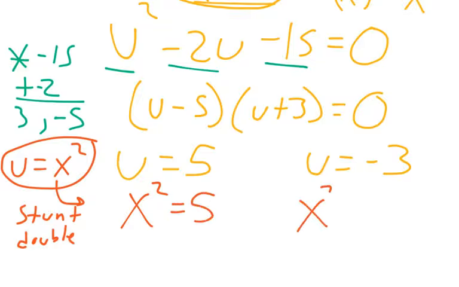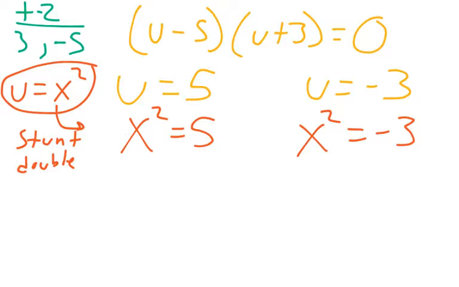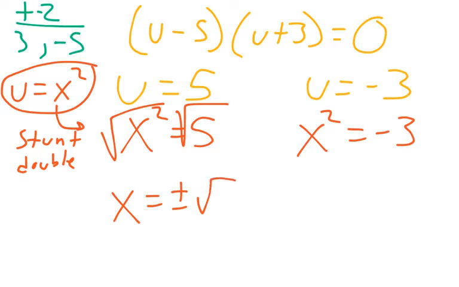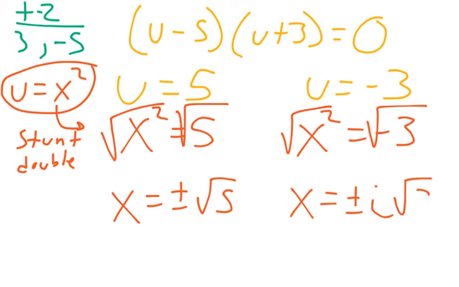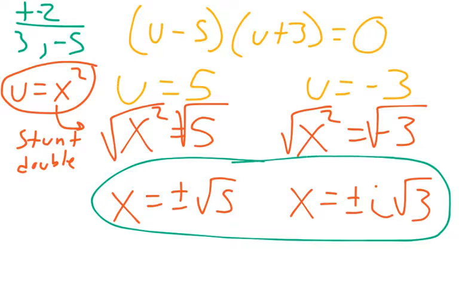So x squared equals 5, x squared equals negative 3. Now I solve that. How do you solve that? You know what to do. Square root both sides. So x equals plus or minus root 5. And square root this: negative radicals. Gross, right? So x equals plus or minus i root 3. I can't break down root 3 anymore, so these are my answers.